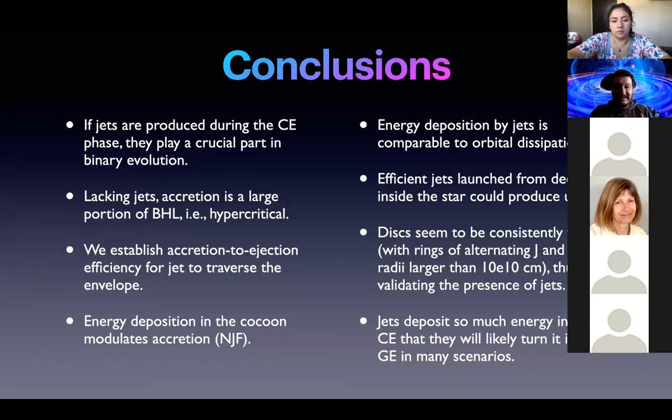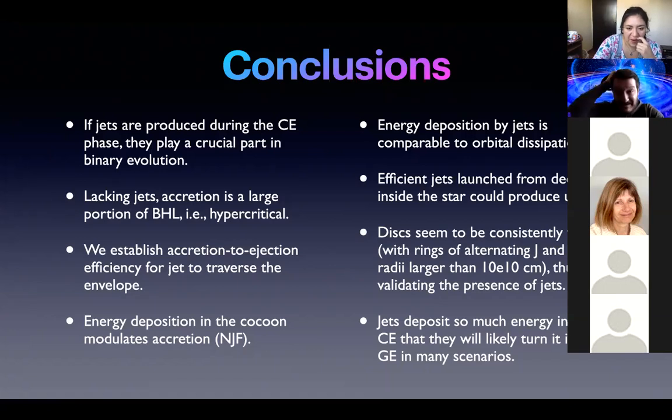So my conclusions are these: jets which are produced in common envelopes play a crucial part in binary evolution. Lacking the jets, but still having this Bondi-Hoyle-Lyttleton accretion will still give you a hypercritical accretion. We can establish even the efficiency necessary for the jet to traverse the envelope. Definitely the negative jet feedback is an important part of this process. Also, energy deposition by the jets is comparable to the orbital dissipation, so these will help to close the gap between the two stars and bring you much closer objects that will eventually merge.